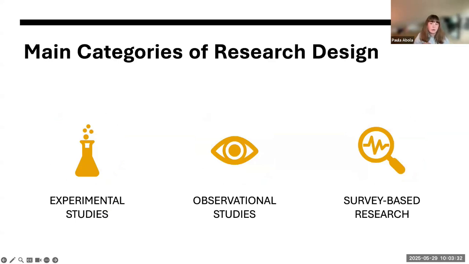Research designs fall into three broad so-called families. We have experimental studies, observational studies, and survey-based research. Each design type has strengths, weaknesses, and fits certain kinds of questions better than others. Choosing the wrong design is like using a hammer when you actually need a screwdriver. You might get some result, but it won't be reliable or appropriate.